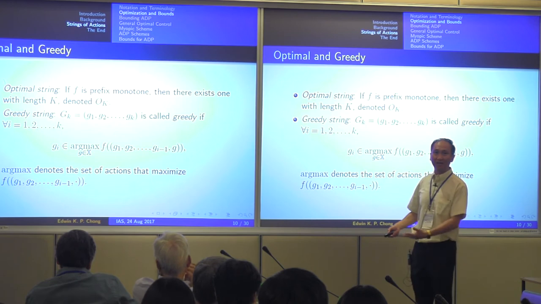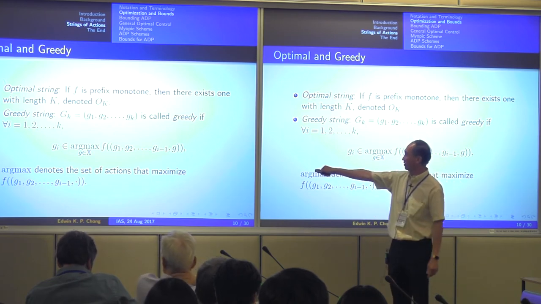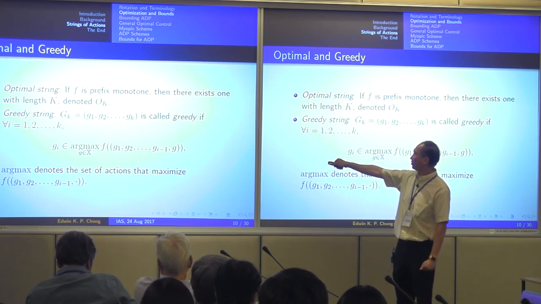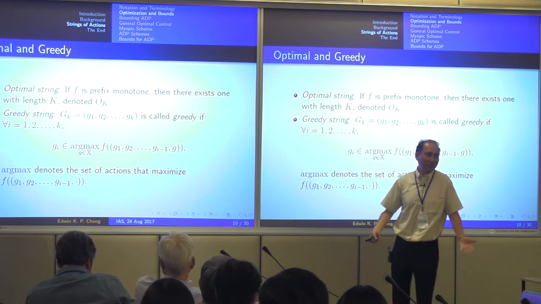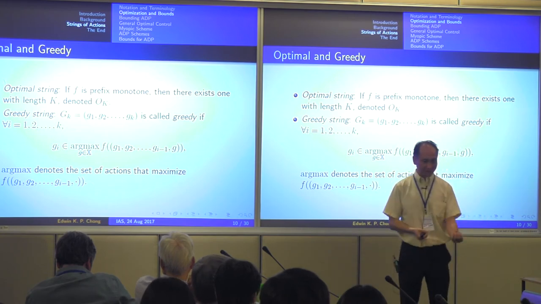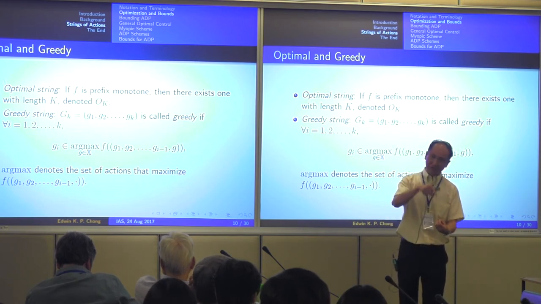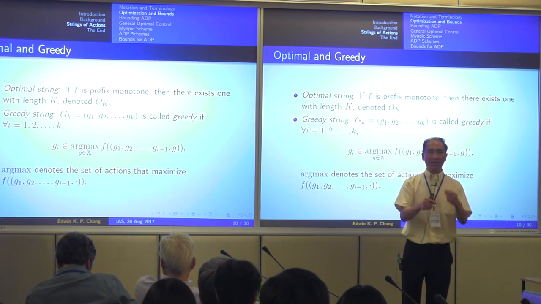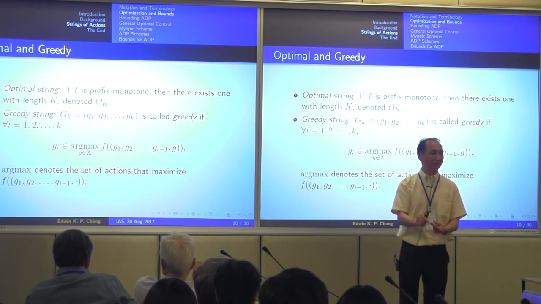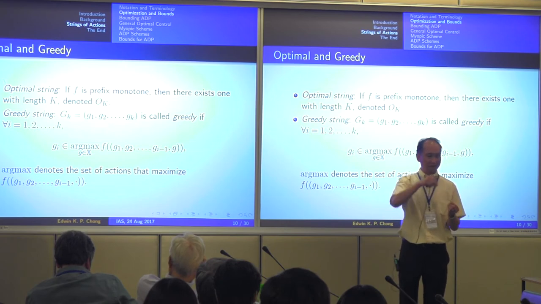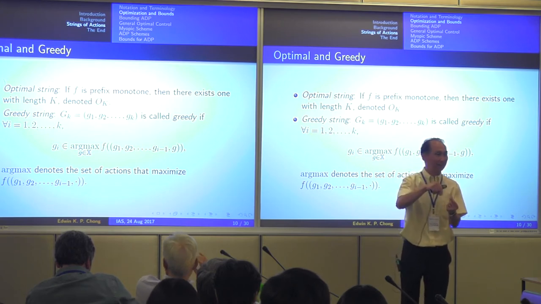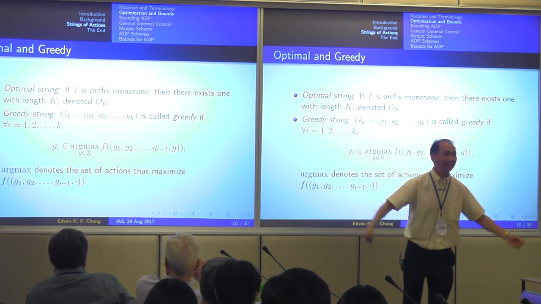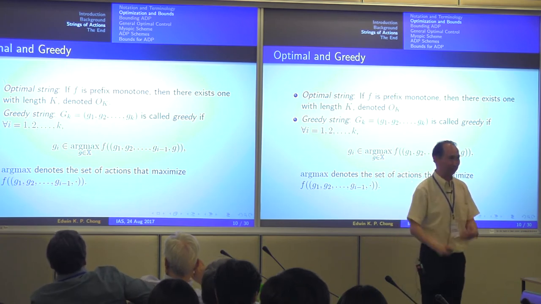What's a greedy string? A greedy string is a string generated by this algorithm. So a string is called greedy if it has this recursive property. And this property is very simple. This algorithm starts with the empty string, and then for the first element, you pick the element resulting in the largest objective function value, you put it in. That's the first element. For the second element, you pick the element with the largest objective function that you get by adding the second element, and then you just do this until you get to k. OK, that's a greedy algorithm, isn't it?